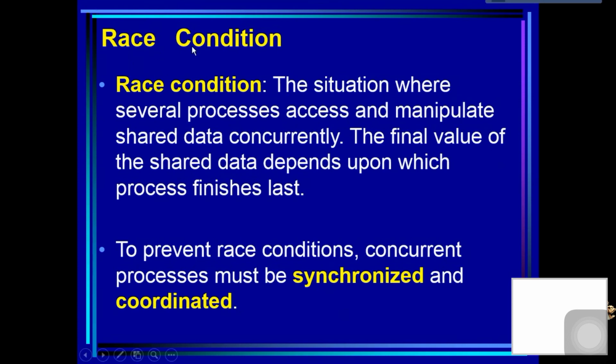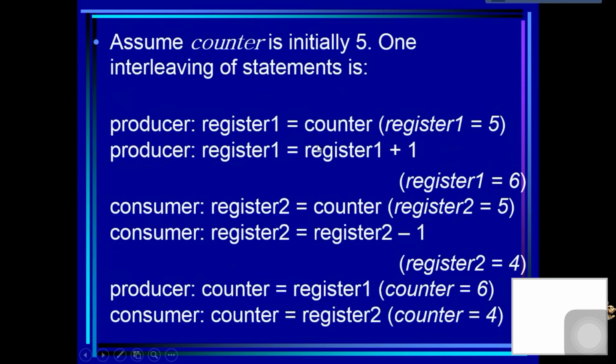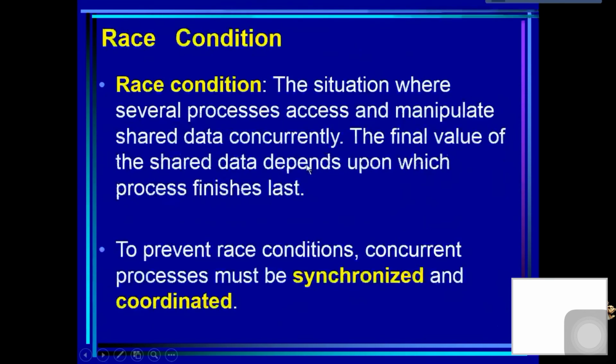Race condition. What is a race condition? The situation where several processes access and manipulate shared data concurrently. The final value of the shared data depends upon which process finishes last. So just like in this example, we say it's a race condition. And to prevent race conditions, concurrent processes must be synchronized and coordinated.